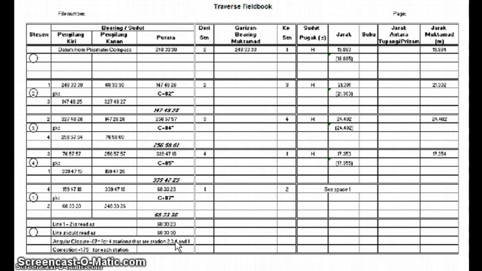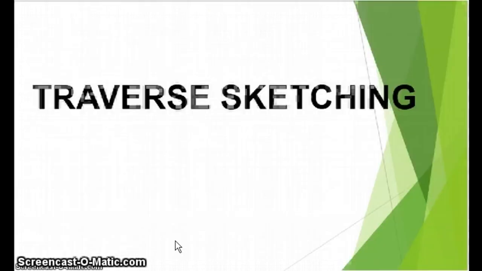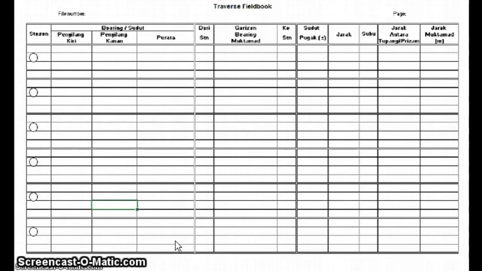If the angular closure value is positive, the C correction values will be negative and vice versa. The C correction will be given to the nearest 1 second, while the final bearing is given to the nearest 10 seconds. We need to apply the final bearing for the whole station. After we complete the booking, don't forget to sketch the traverse as follows to represent the traverse.